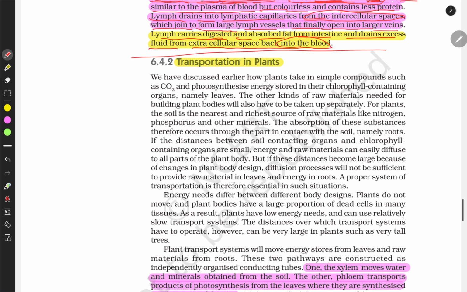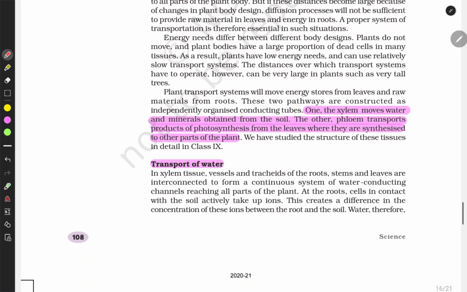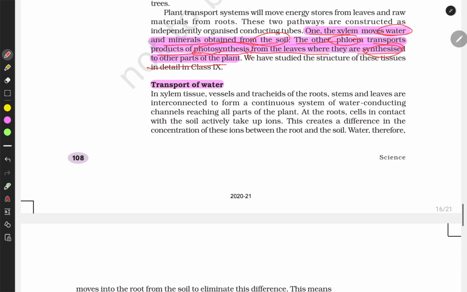Now let's discuss transportation in plants. We will study two things here, xylem and phloem, and how these two transport food and minerals in the plants. Xylem moves water and minerals obtained from the soil, and on the other hand, phloem transports the product of photosynthesis, which is glucose, from the leaves where it is synthesized to the other parts of the plant.